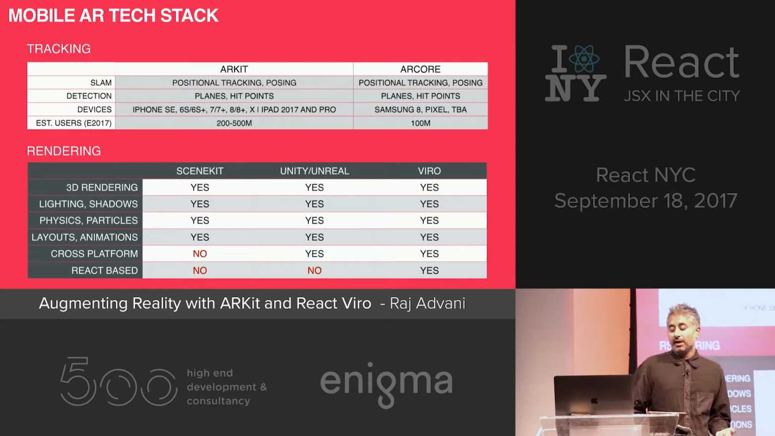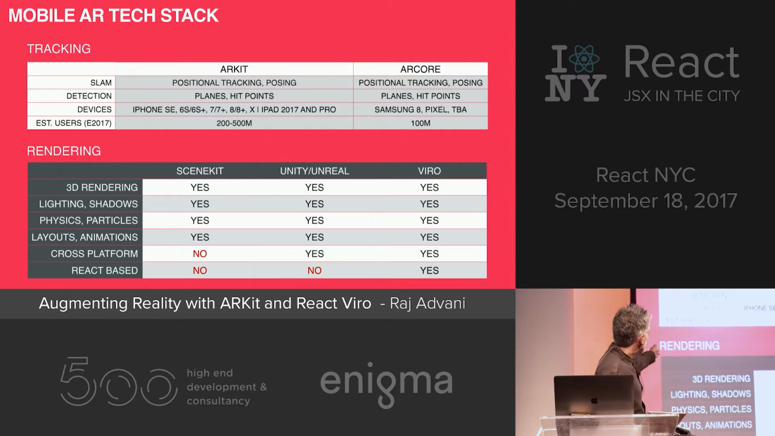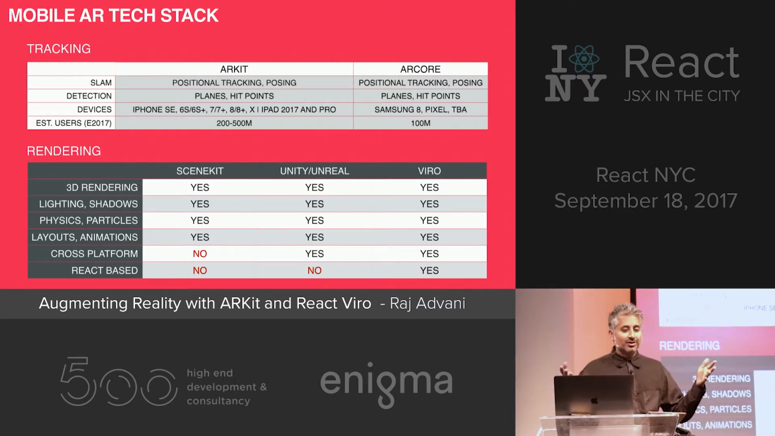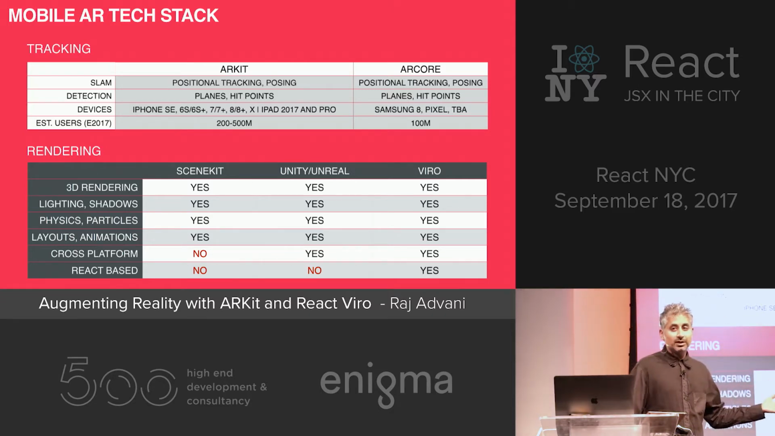The second part of AR is you need a rendering engine, because even if you could track the world, you need some way to actually draw virtual objects on the real world. And there are a bunch of different options for doing this. SceneKit is the one that Apple built, and it's the one that a lot of people will be using when iOS 11 comes out tomorrow. Its biggest issue is it's not cross-platform, but it does have all the rendering features you'd want, like lighting and shadows, which are really important for orienting objects in space, physics and particles for fireworks and fun effects, and layouts and animations for displaying 2D content for users.